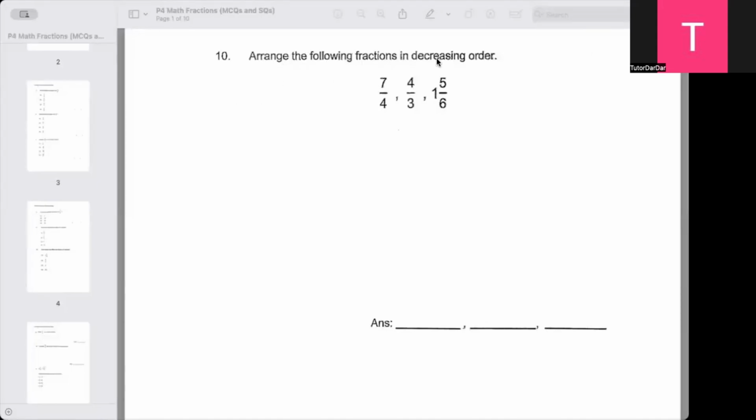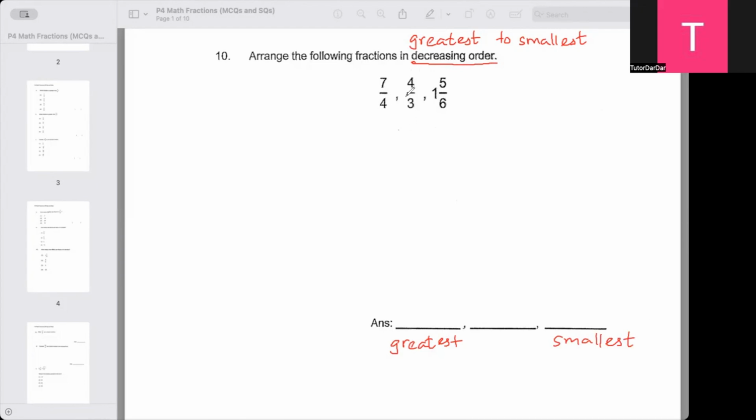Arrange the following fractions in decreasing order. Decreasing means greatest to smallest. So here will be greatest and here will be smallest.